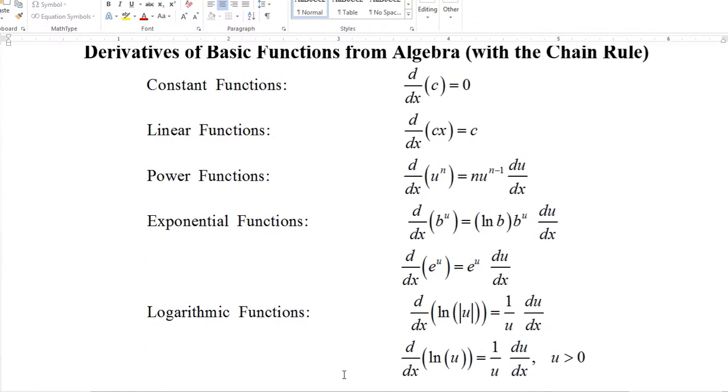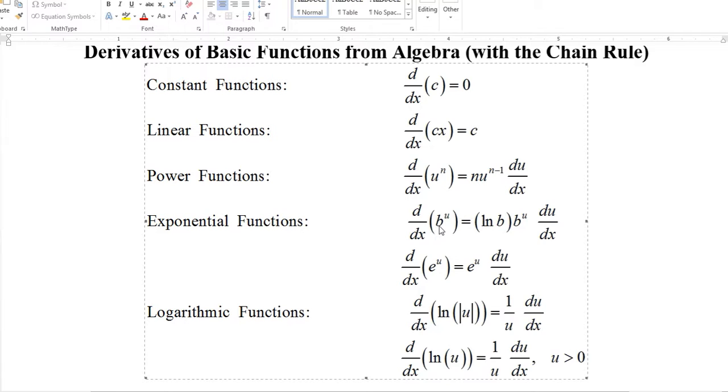Now, notice I've incorporated the chain rule in some of these rules down here. There are really only just 3 or 4 or 5 things that we know how to find the derivative of. The derivative of a constant is 0. The derivative of a constant times x is just that constant. The derivative of u to the n is n times u to the n minus 1 times the derivative of u with respect to x. That's where u is the variable and n is the constant. So that's a variable base, constant exponent.